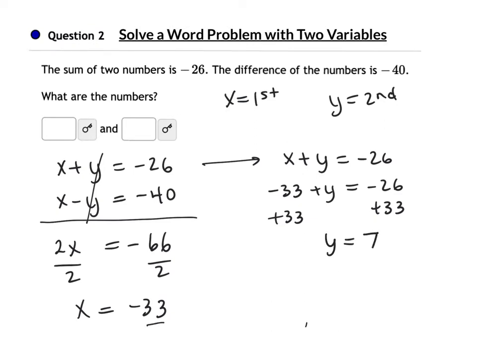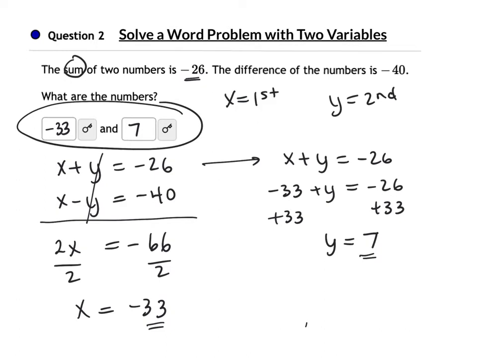Now if I add, that's the sum of -33 and 7, I get -26. And if I subtract them, -33 minus 7, I get negative 40. So my answers are negative 33 and 7. It doesn't matter which order you put it in here, it will accept it either way.